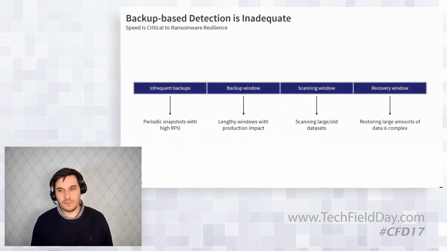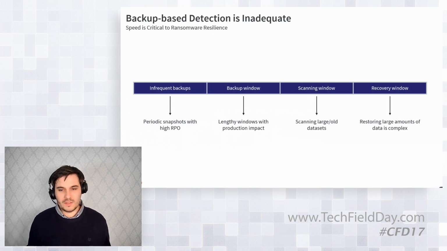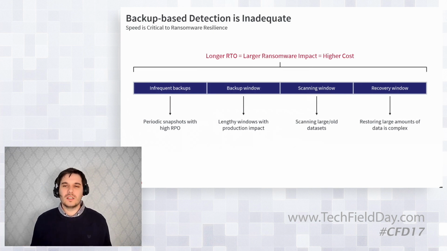And then we move into the recovery phase. So once we know that something's wrong and the scans pick something up, we're then restoring potentially large amounts of data because it's been quite a long time since we figured something out. And we're recovering large amounts of data with software that's designed for backup, which isn't designed to recover mass at scale. Essentially, what that leads us to is a longer RTO, a larger ransomware impact, so the actual impact of the ransomware, and therefore a higher cost.